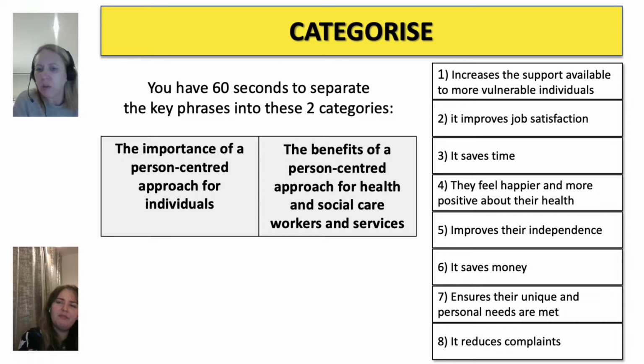And let's have a little look at what Monica has said this evening. So the importance of a person-centered approach for individuals is 4, 5. You've said 6 and 7. I'm not sure it's necessarily number 6. I think that might be more for the services. See, I think that 1, 2, 3, I can see where they're coming from with this one.